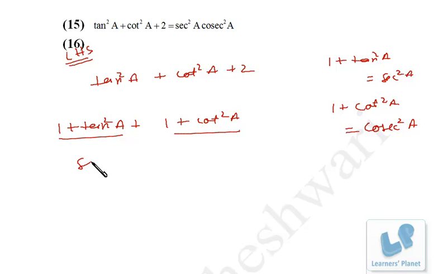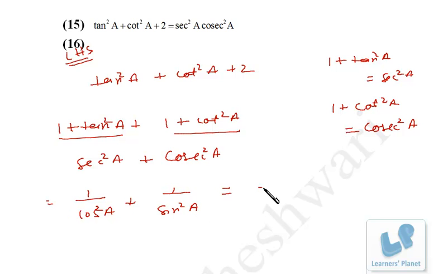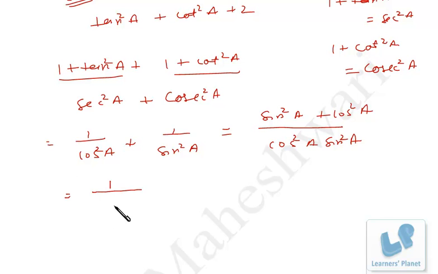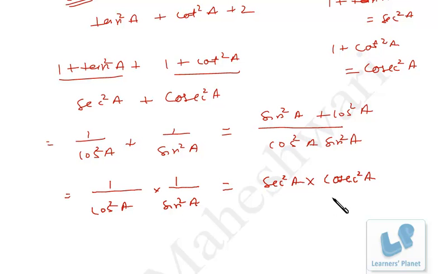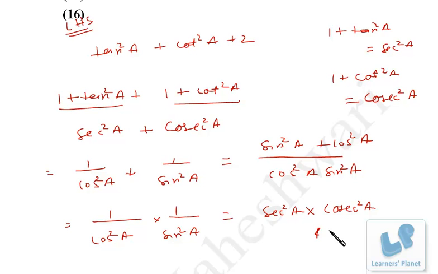So 1 plus tan square a is sec square a and 1 plus cot square a is cosec square a, right? So sec square a can be written as 1 upon cos square a and cosec square a can be written as 1 upon sin square a. Now I can take LCM. So that is cos square a into sin square a. Now that will be sin square a plus cos square a. So that's 1 upon cos square a into 1 upon sin square a, that is sec square a into cosec square a, right? 1 upon cos square a is sec square a and 1 upon sin square a is cosec square a, right? So that was the right hand side.